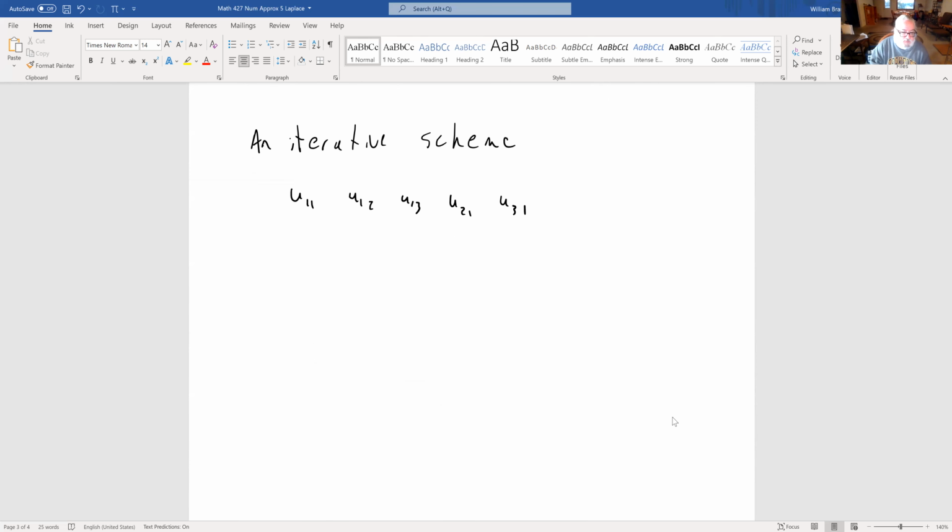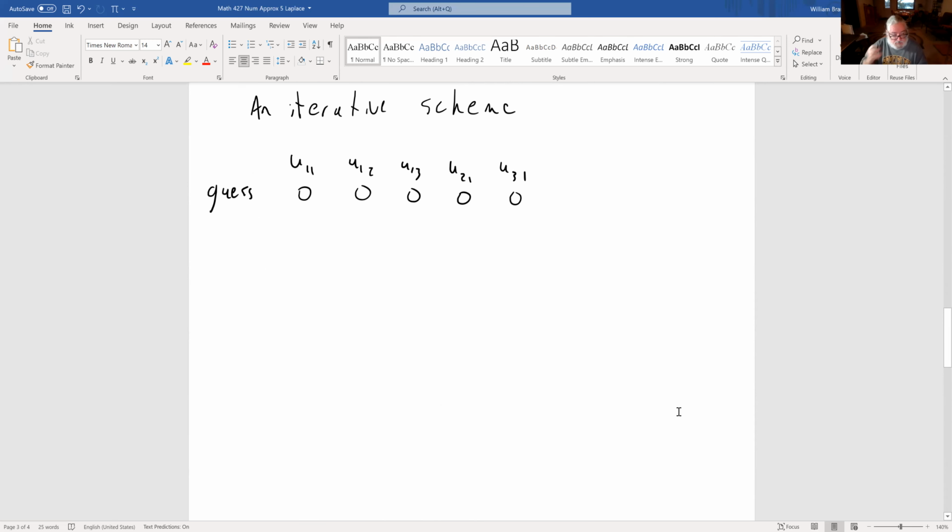And so for each one of these, we start with a guess or an initial condition. Suppose it's all zeros. You could take the average of the boundary conditions. You could take all sorts of things. Just don't pick numbers that are completely away from any of the numbers in the problem. And then update, right?